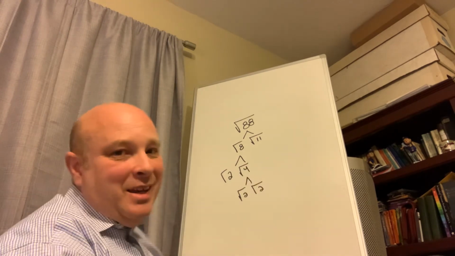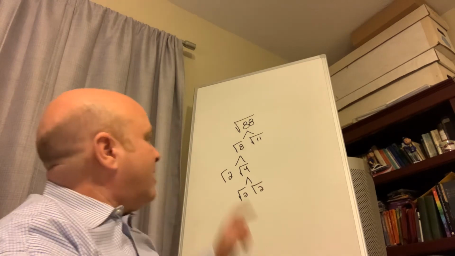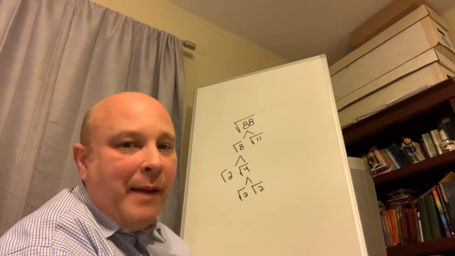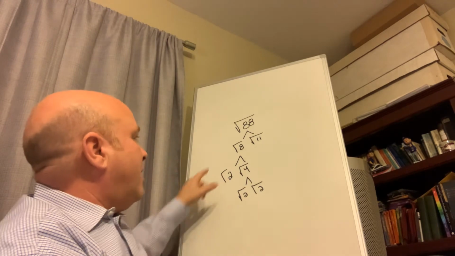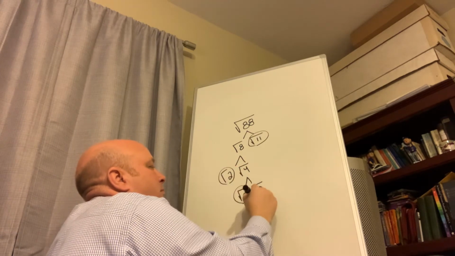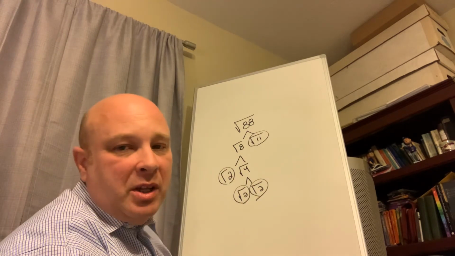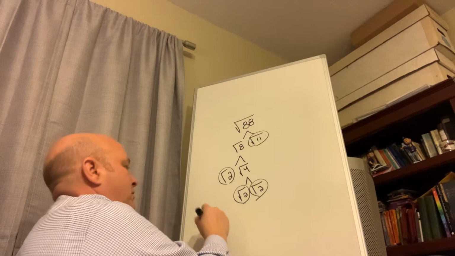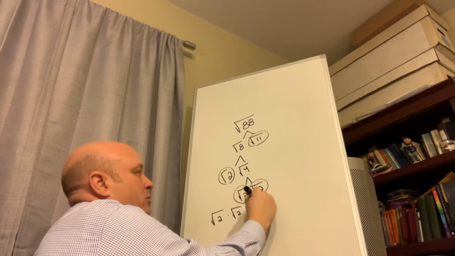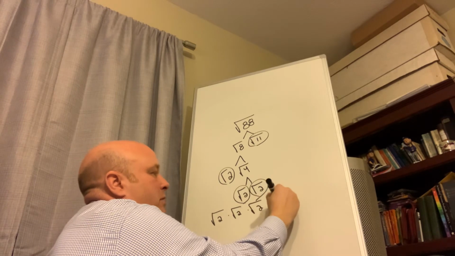All right. Now, here's what I have: I have broken the square root of 88 down into its prime factors. And I'm just going to circle them so you see what I've got. Got to be careful that you don't leave any of your factors out. I have the square root of 2 times the square root of 2 times the square root of 2 times the square root of 11.